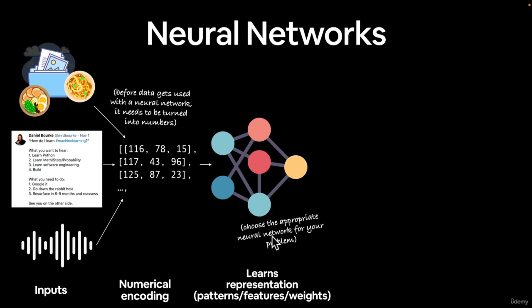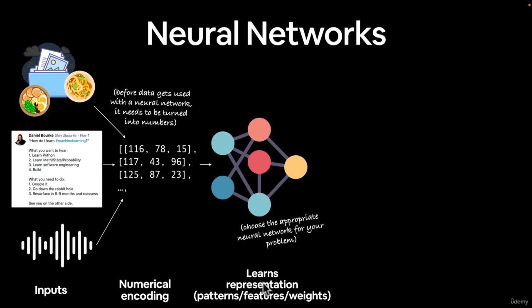Now, which neural network should you use? Well, you can choose the appropriate neural network for your problem, which could involve you hand coding each one of these steps. Or you could find one that has worked on problems similar to your own, such as for images, you might use a CNN, which is a convolutional neural network. For natural language, you might use a transformer. For speech, you might also use a transformer. But fundamentally, they all follow the same principle of inputs, manipulation, outputs.